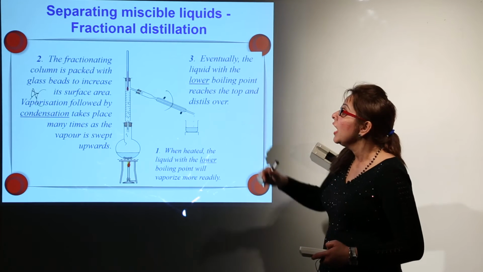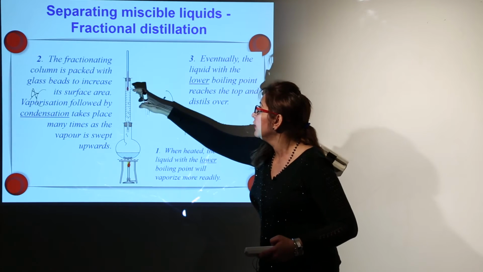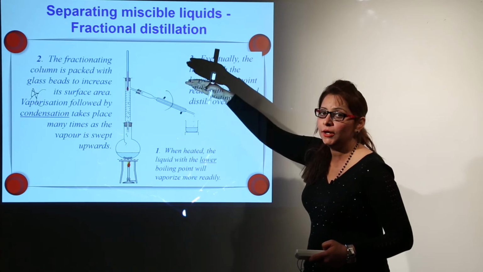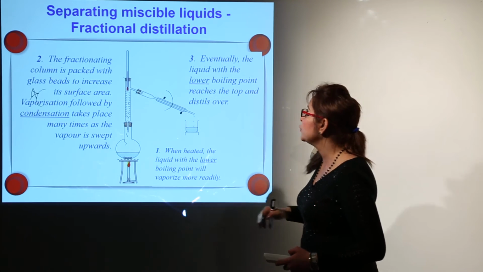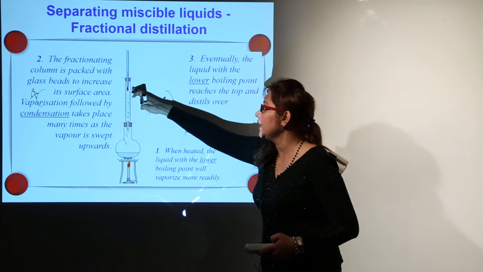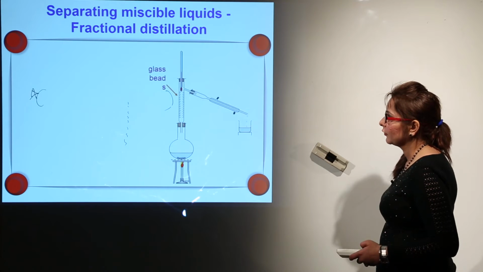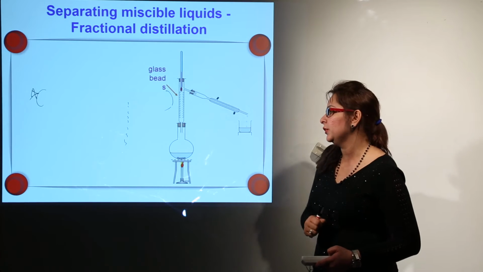As more and more vapors are formed, they keep passing, so eventually the lower boiling point one passes through the fractionating column first, followed by the other components. When the liquid with the lower boiling point reaches the top, it passes through a condenser and distills over.